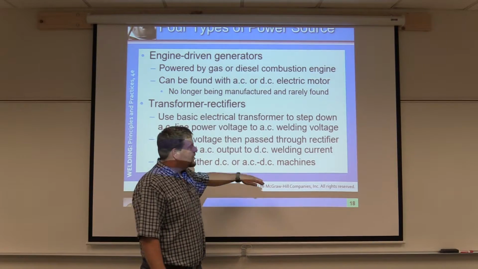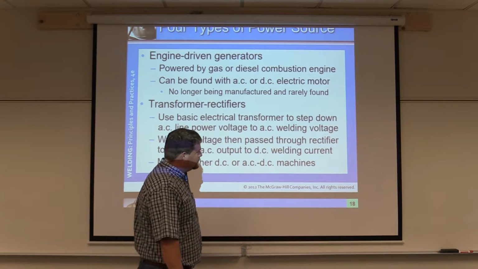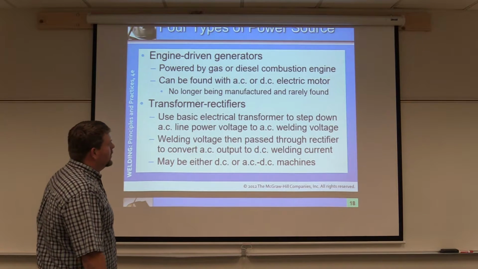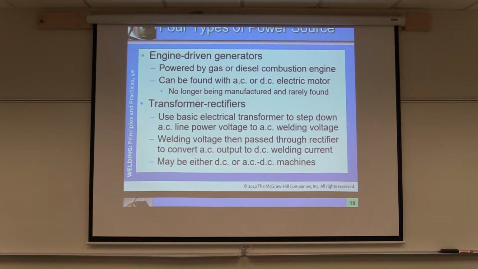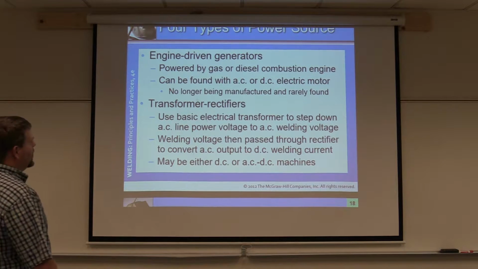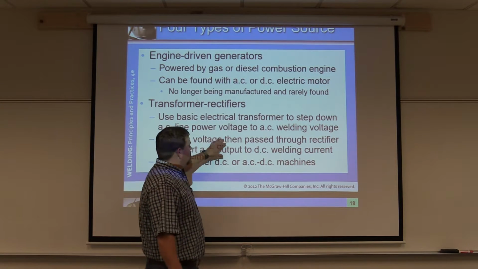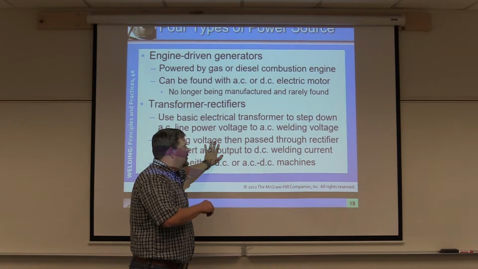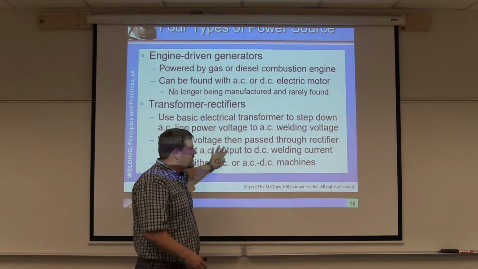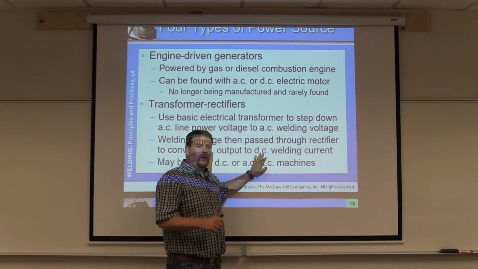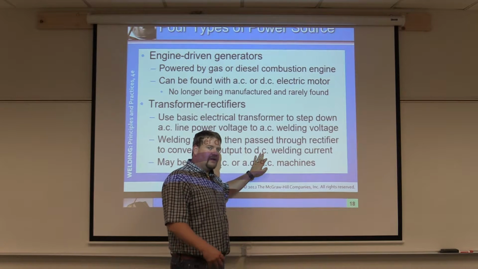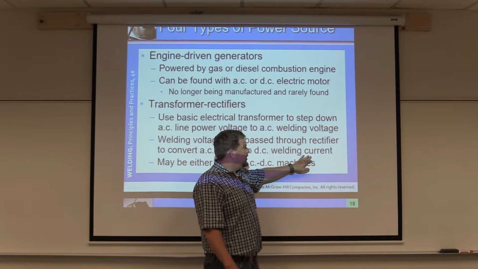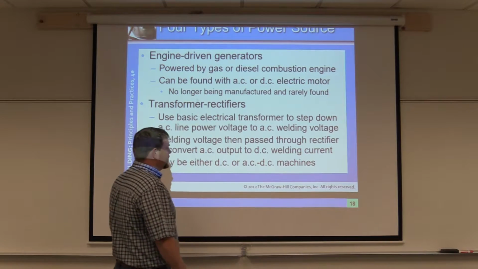Most welding voltage is either going to be 480 or 240, okay? AC welding voltage can be either three-phase or single phase. Welding voltage then is passed through the rectifier to convert AC output to DC welding current. So at this point, we still have an alternating current, and we are converting it to a welding current, which is direct current, which gives us a lot more control and a lot less heat input as we're going into the welding cycle on the DC side.